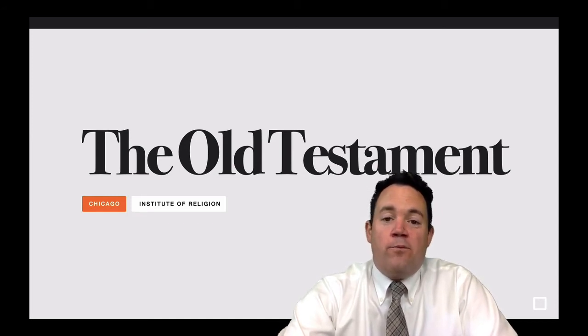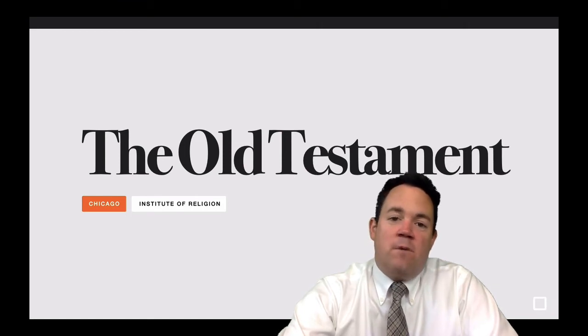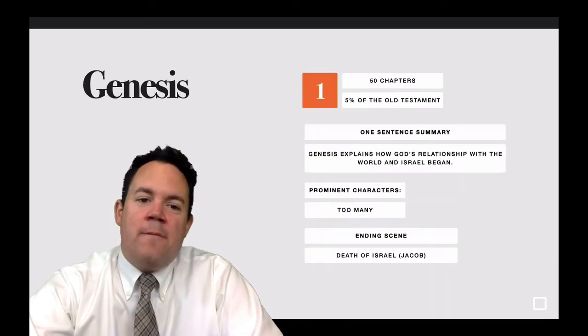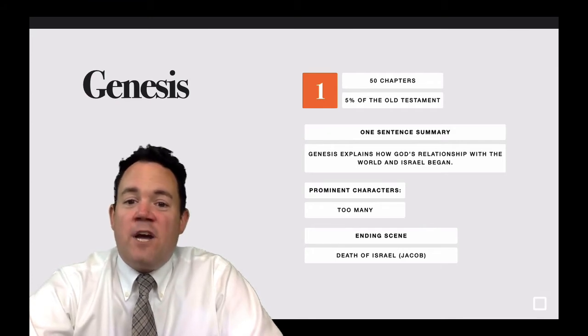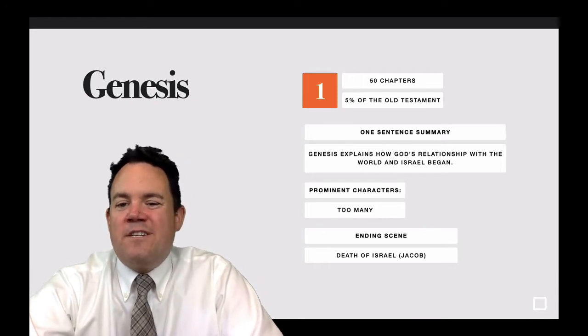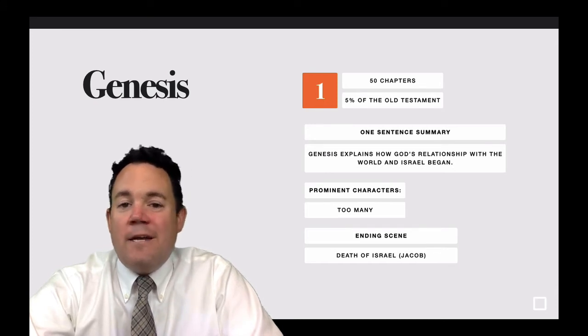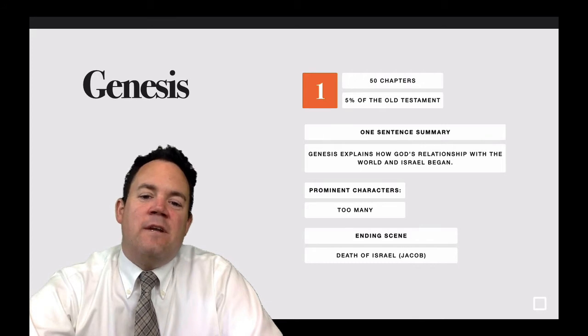Before we go through the last of these three books of Moses, I want to take a brief pause and look at where we've been. The first book of Moses is Genesis. It's got 50 chapters and makes up about 5% of the Old Testament. A one-sentence summary might be: Genesis explains how God's relationship with the world and Israel began. That is what the word Genesis means, the beginning. So it gives us explanations of that.